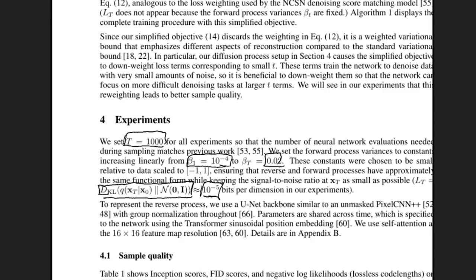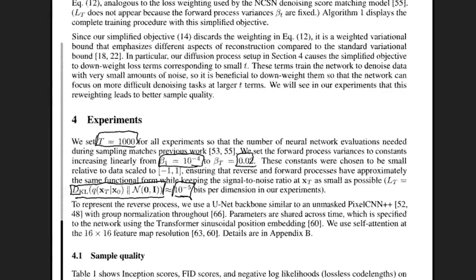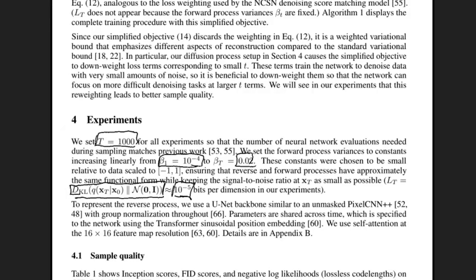And then the model, this I find particularly interesting as well, that they really almost never talk in this paper about what model they use, right? They never talk about any architecture. Anyway, here they are talking about a U-Net backbone using group normalization, with transformer sinusoidal position embedding for the time, and also self-attention. They added self-attention in their U-Net.